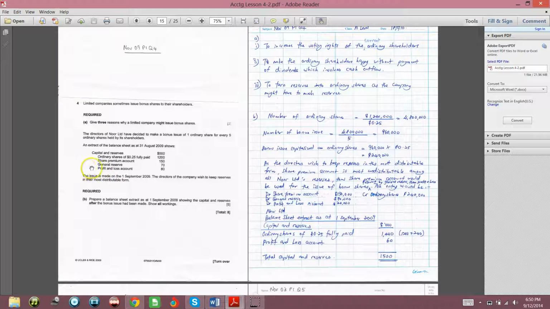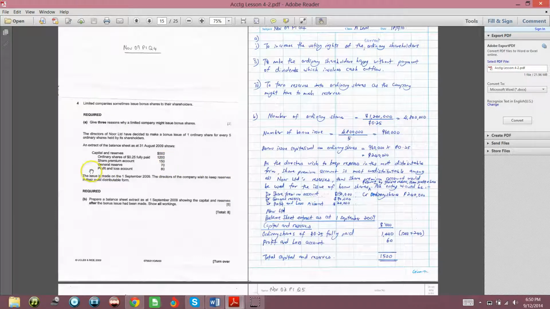That's why the below one is more distributable. As you go up, it gets more and more undistributable. That's why it's arranged in this order. So when you pay bonus share, normally we will take from the more undistributable one.